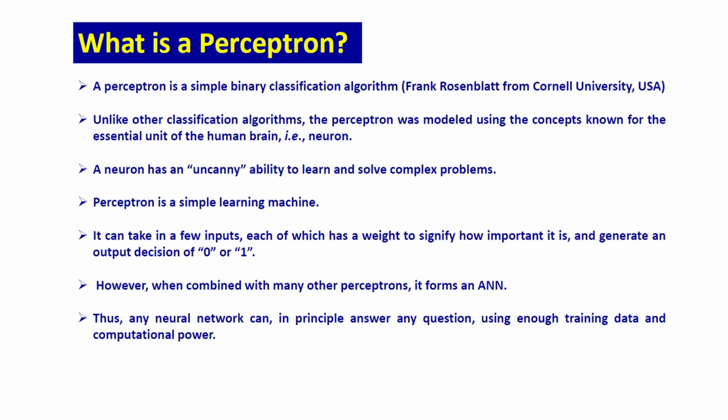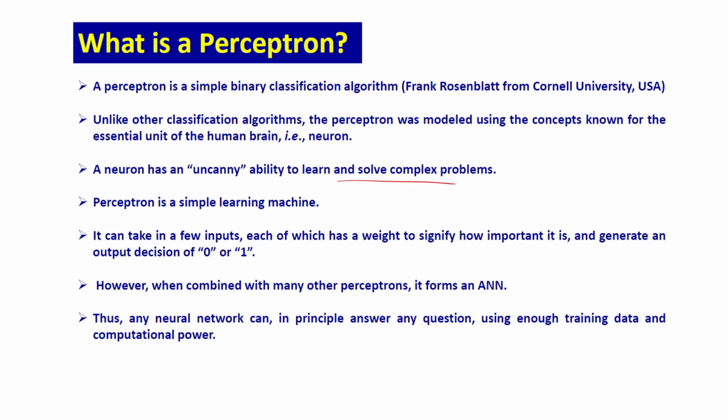So, one of the ways to do this is to use a perceptron. A perceptron is simply a binary classification algorithm. It came from Frank Rosenblatt from Cornell in the US. It is basically a binary classification, 0 or 1, yes or no, right. Unlike other classification algorithms, this can be modeled simply by using the neuron, right. A neuron has the ability to solve these complex problems. So, why not use perceptrons?